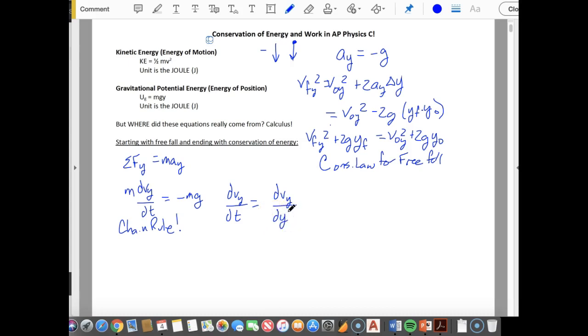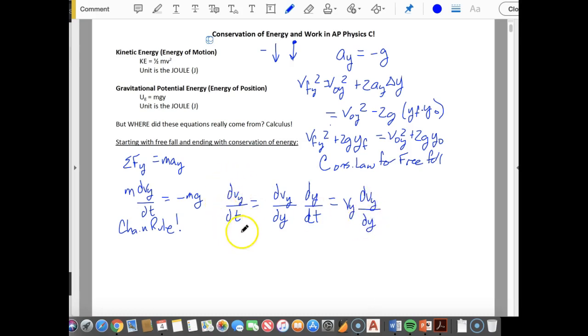So instead of differentiating versus time, let's do it versus dy. And so now we can say dy over dt. So we've used the chain rule to kind of flesh that out. And now what we'll do is say, well, dy over dt is the velocity in the y. So that's equal to velocity in the y times the change in velocity in the y over the change in the position in the y.